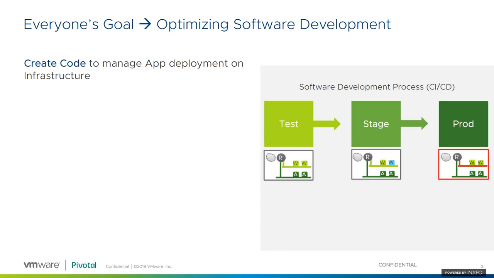So everyone's goal here is to optimize software development for their company. We all know what kind of advantage software gives us in our companies, but let's dig into the details. When we look at the software development process around putting something in test, moving it to staging or pre-production, moving it to production, typically we have to create code to do that. We have to create code to manage the actual app development.